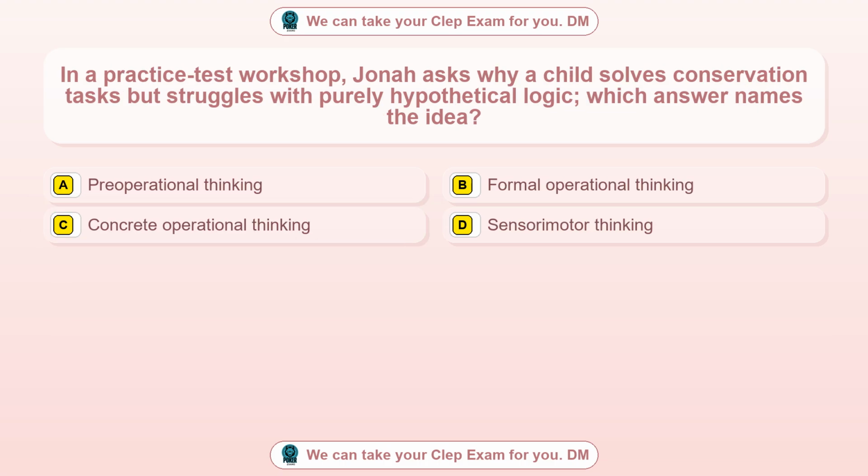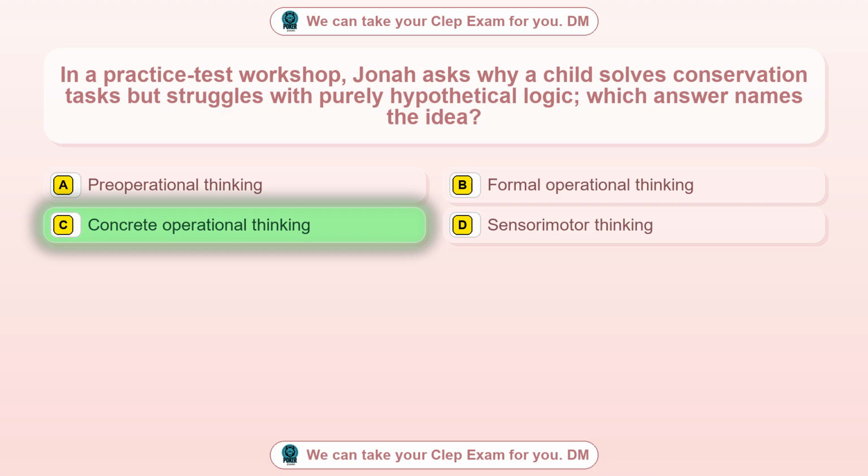Question 16. In a practice test workshop, Jonah asks why a child solves conservation tasks but struggles with purely hypothetical logic. Which answer names the idea? Option A, pre-operational thinking. Option B, formal operational thinking. Option C, concrete operational thinking. Option D, sensorimotor thinking. The correct answer is option C.